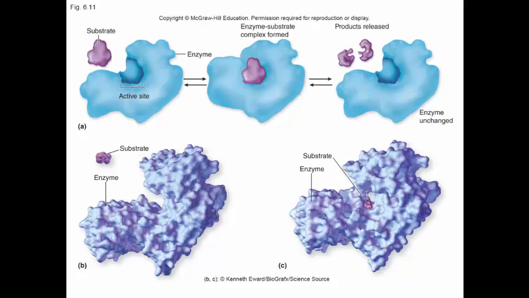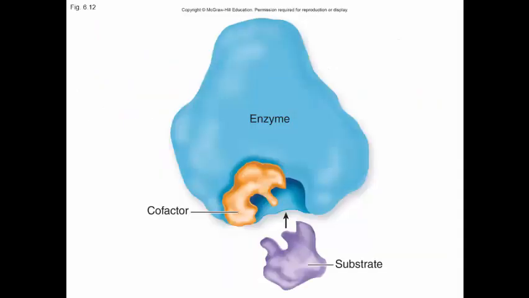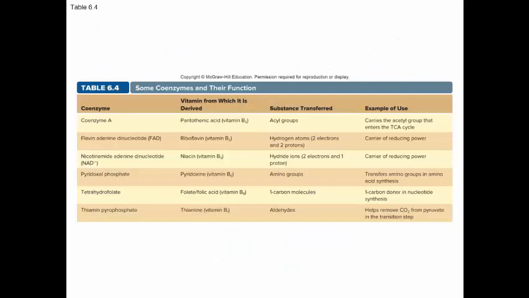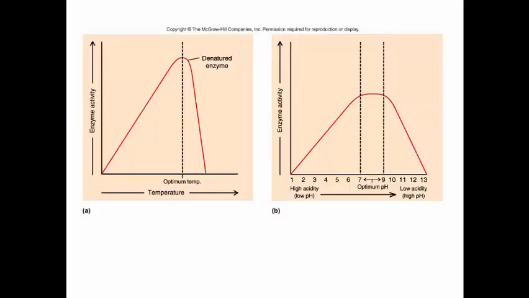Okay? And if you take a look at 6.4, you'll see this. You can see a lot of those vitamins. Niacin, riboflavin, folic acid, et cetera. Yes, very important. Also keep in mind that enzymes can be affected by temperature, pH, ion concentrations, et cetera. So you want to keep these factors in mind as you're going back through this.